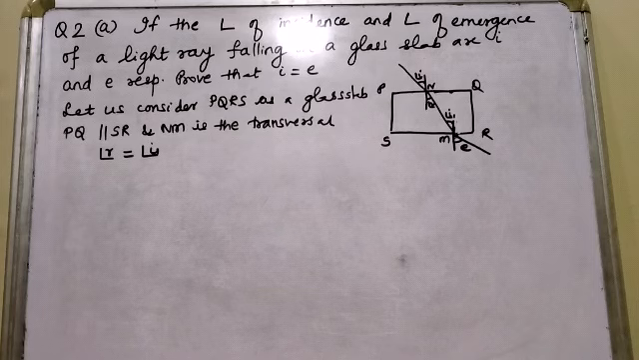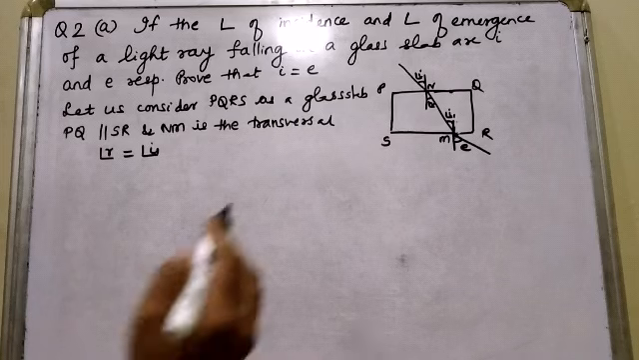Let us take up a question which is given on page number 79. Question number 2a. If angle of incidence and angle of emergence of a light ray falling on a glass slab are I and E respectively, then prove that I is equal to E. That is, we have to show that angle of incidence is equal to angle of emergence.